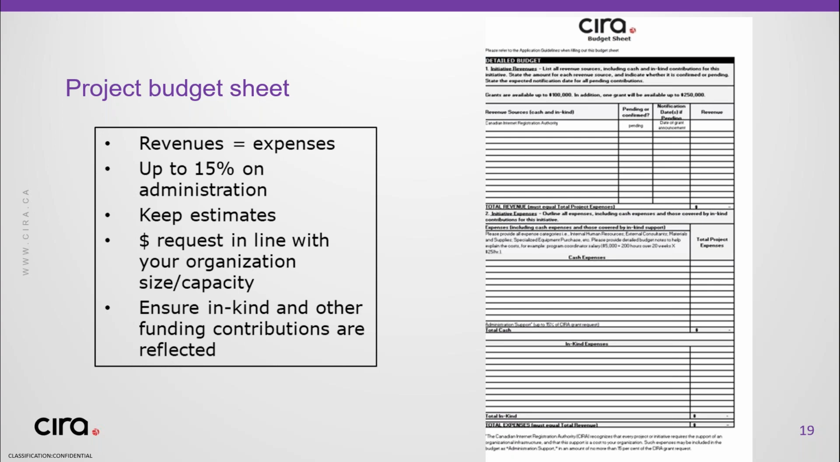For each project expense line, please explain how you arrived at your estimates. You can provide detailed cost breakdowns wherever possible. For example, show hourly rates, equipment costs broken down, estimates for all aspects of travel or other kinds of expenses related to project delivery. You can keep estimates on file if you receive quotes from potential vendors. And finally, the financial request from CIRA must be in line with your organization's size and capacity.